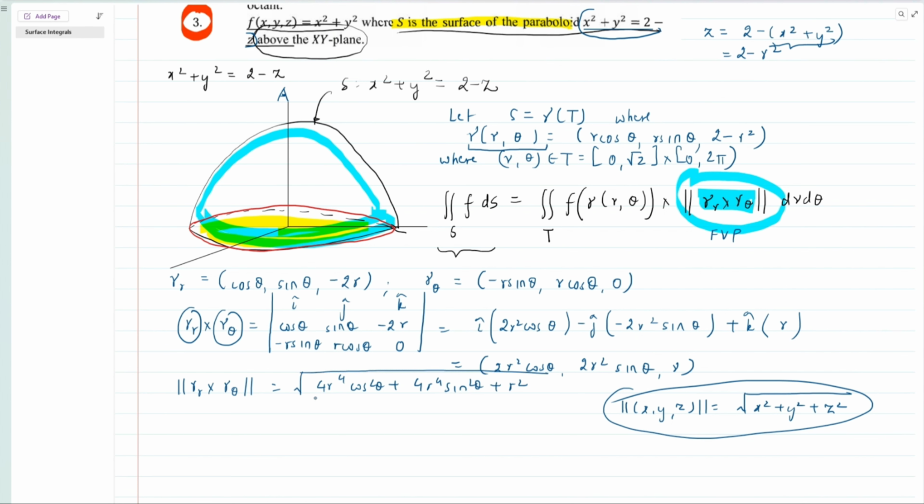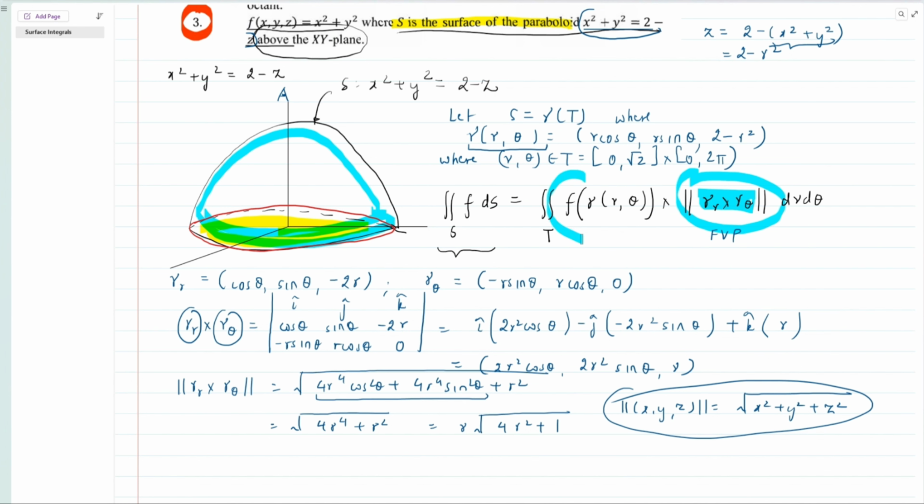As we can see, the first and the second term have the identity sine square plus cos square, and 4r raised to 4 can be factored out. So this reduces to 4r raised to 4 plus r square. We can also factor out an r square, and that will go out of the square root as r. So we are left with 4r square plus 1. That's the norm of the normal or the fundamental vector product.